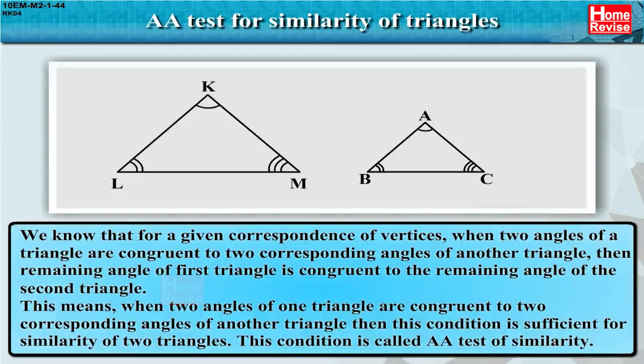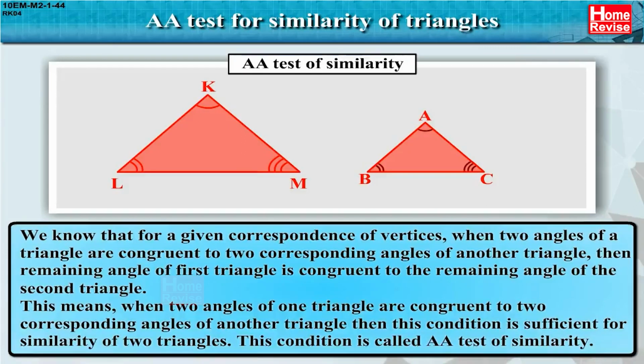We know that for a given correspondence of vertices, when two angles of a triangle are congruent to two corresponding angles of another triangle, then the remaining angle of the first triangle is congruent to the remaining angle of the second triangle. This means when two angles of one triangle are congruent to two corresponding angles of another triangle, then this condition is sufficient for similarity of two triangles. This condition is called AA test of similarity.